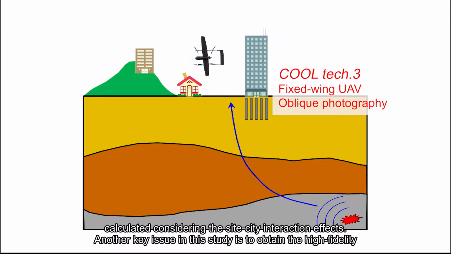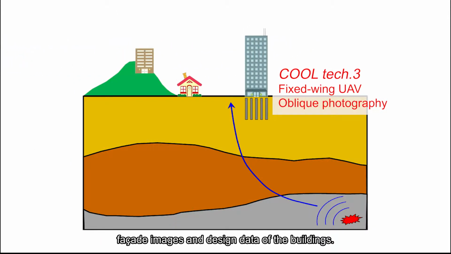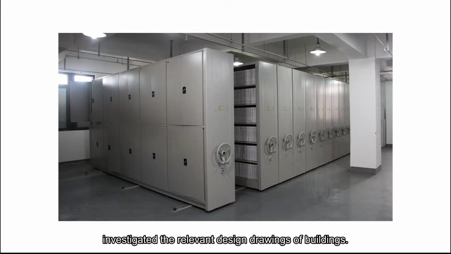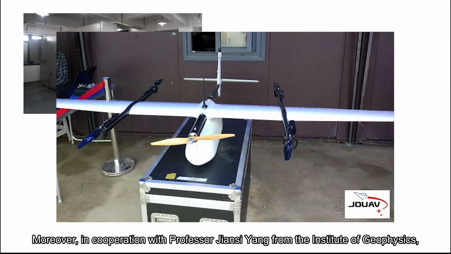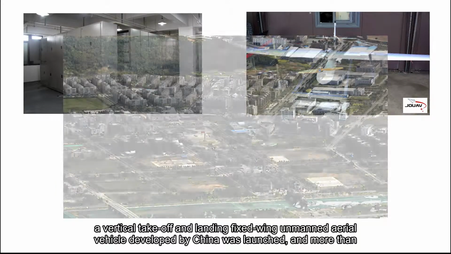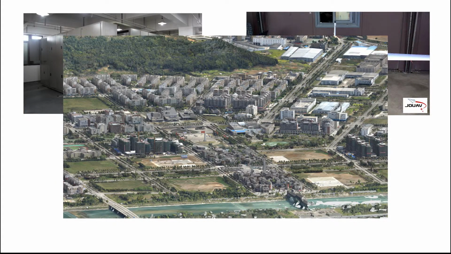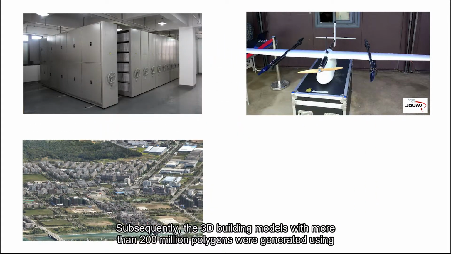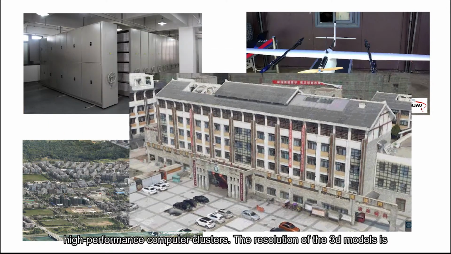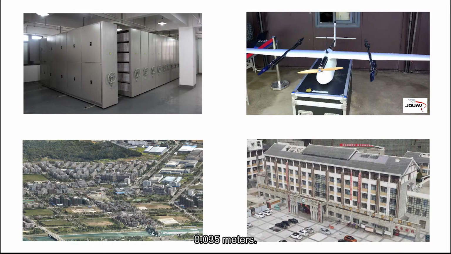Another key issue in the study is to obtain the high-fidelity facade images and design data of the buildings. With the support of the Earthquake Disaster Mitigation Bureau of Beichuan County, we investigated the relevant design drawings of buildings. Moreover, in cooperation with Professor Xinzheng Lu from the Institute of Geophysics, China Earthquake Administration, a vertical takeoff and landing fixed-wing unmanned aerial vehicle developed by China was launched, and more than 14,000 images were captured. Subsequently, the 3D building models with more than 200 million polygons were generated using high-performance computer clusters. The resolution of the 3D models is 0.035 meters.